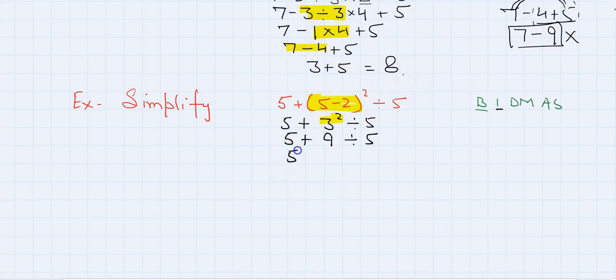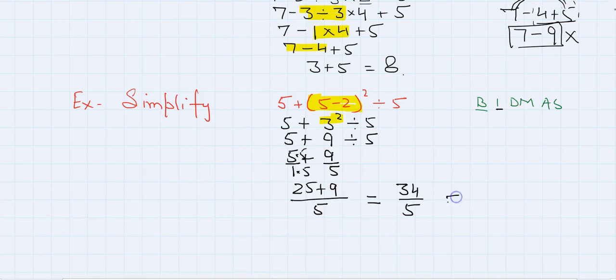So it will be 5 plus 9 over 5. So we multiplied by 5 and we multiplied by 5 to make it same. So 5 times 1 is 5. Our common denominator is 5. So this is 25 plus 9, so that will be 34 over 5. So that is the answer.